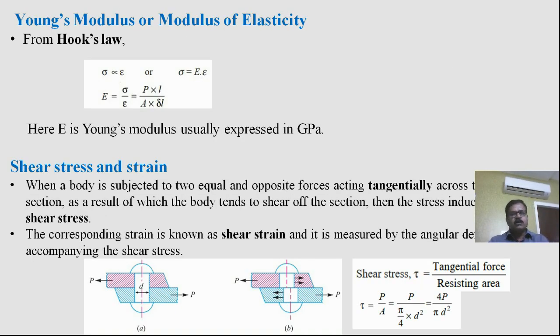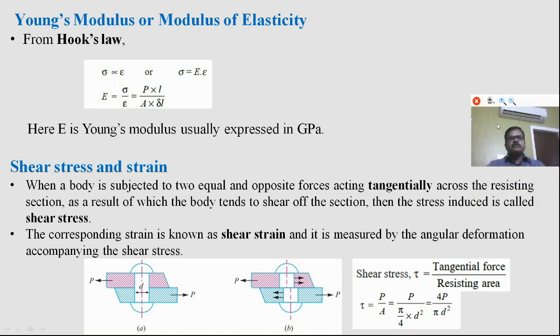Young's modulus or modulus of elasticity. Hooke's law states that the stress is proportional to strain within the elastic limit, and this is replaced with the modulus of elasticity. Then stress is equal to the modulus of elasticity capital E into the strain, or modulus of elasticity capital E is equal to stress by strain. So stress is mathematically load by area and strain is mathematically delta L by L. By rearranging these things, the modulus of elasticity capital E is equal to P into L by A into delta L.